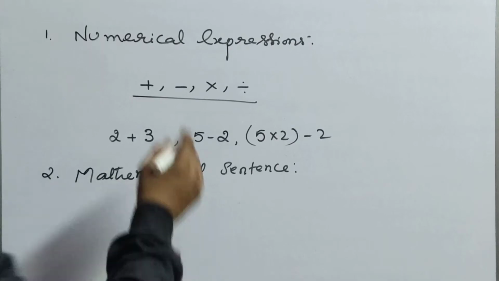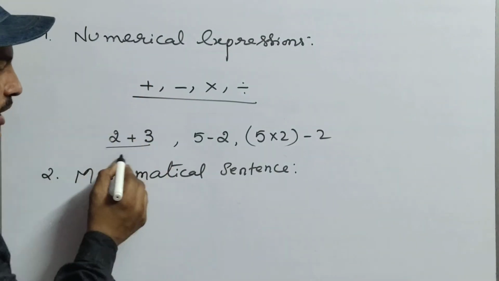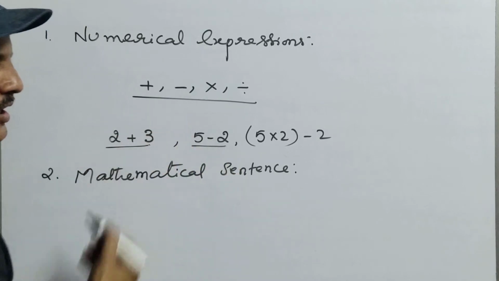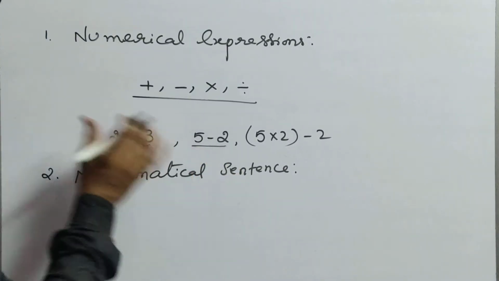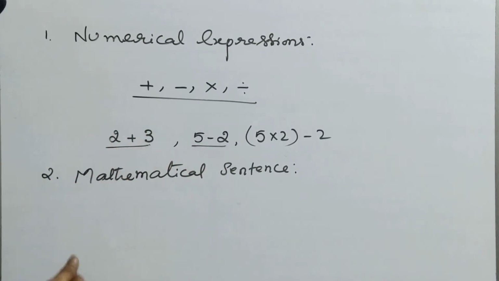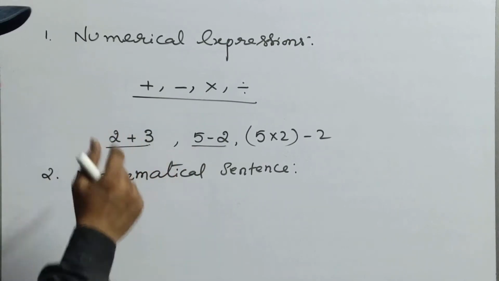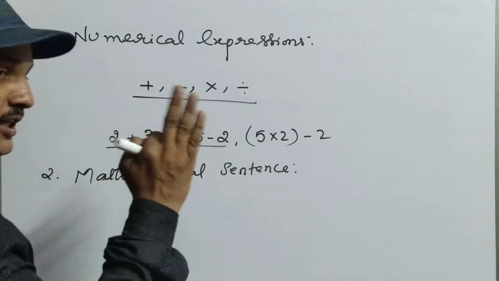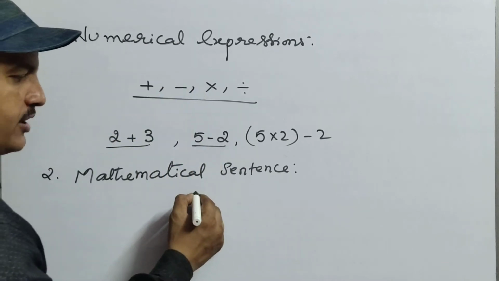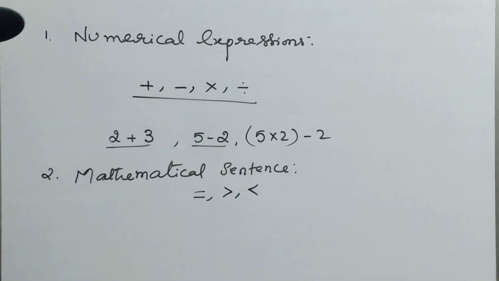Here mathematical sentence means two expressions. If you clearly observe in the numerical expressions, this is one expression, this is another expression. These two expressions are joined with three different symbols. What are those three symbols? Equal to, greater than and less than.